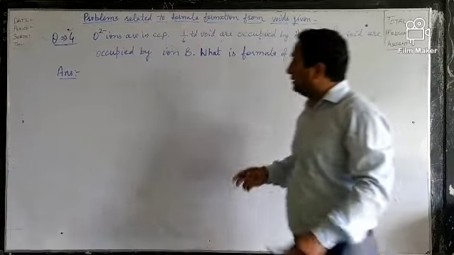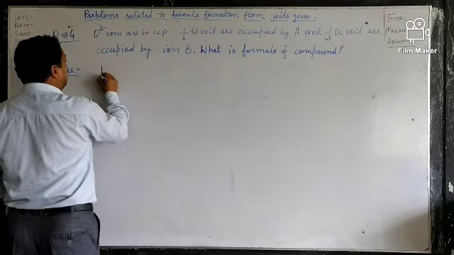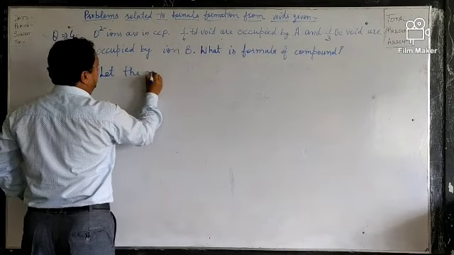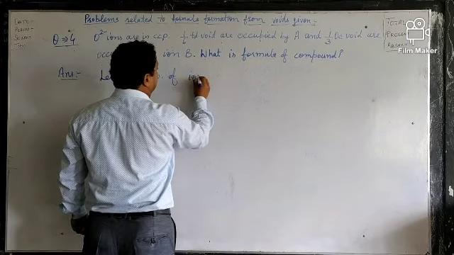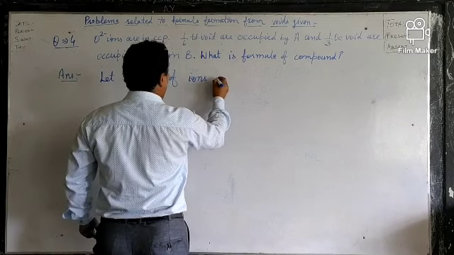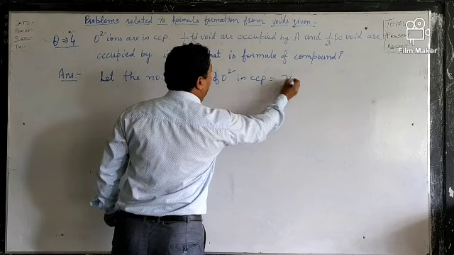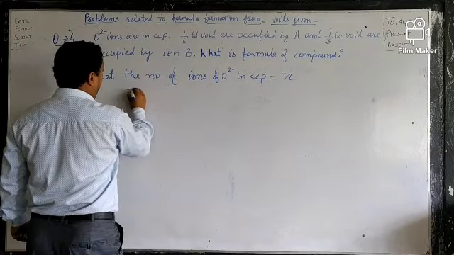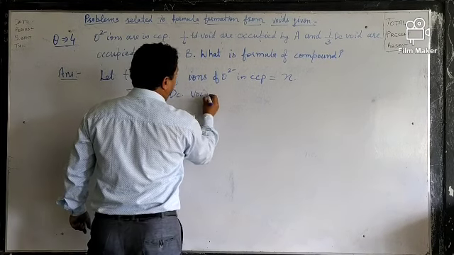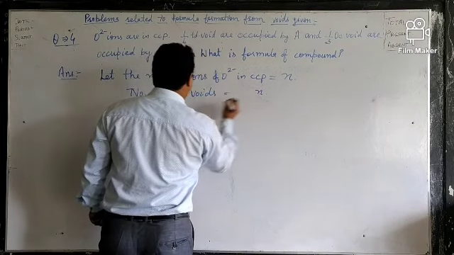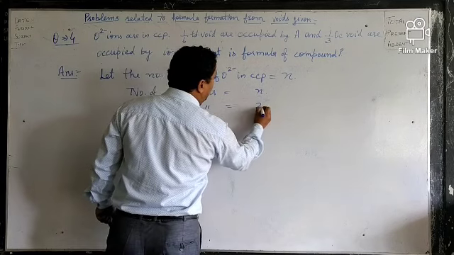This is the question. Now, since these are in the CCP, our first duty is to write down, let the number of atoms, or you can say ions here, of O2 negative ion in CCP be equal to n. Then the number of octahedral voids is equal to n, and the number of tetrahedral voids is equal to 2n.